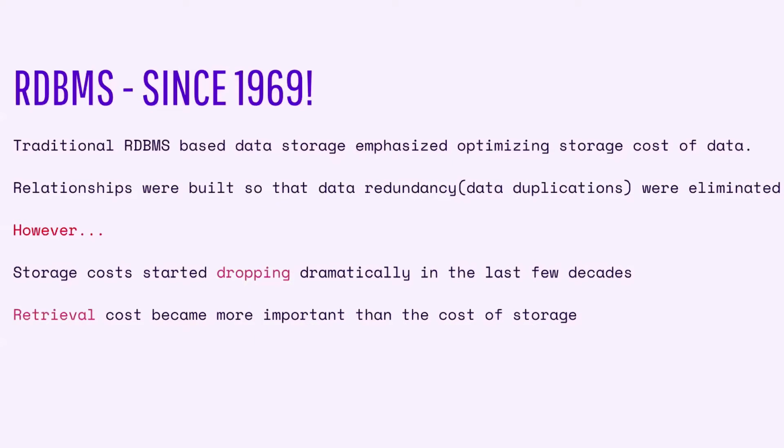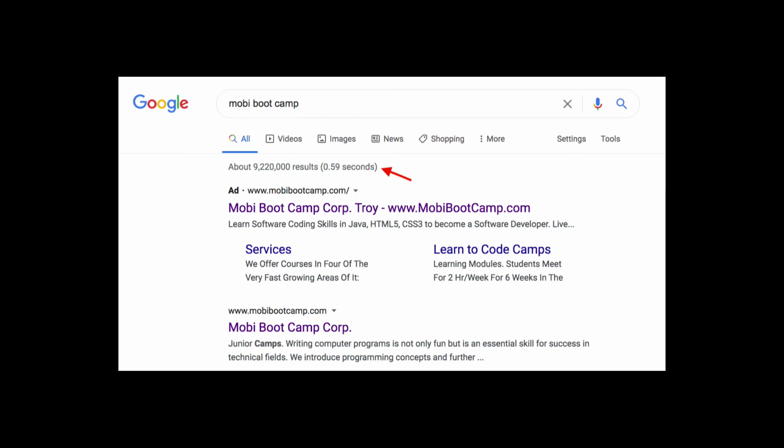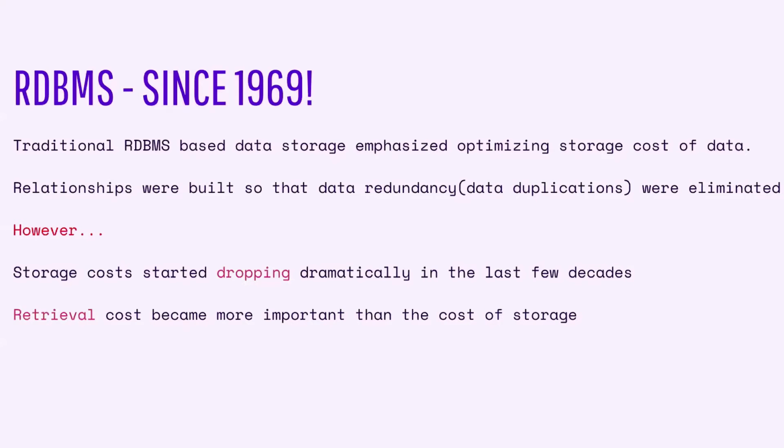Because what was more important was the retrieval cost. How quickly can you get the data out? That was becoming more important. And again, I touched on this topic a little bit earlier as well. So you go to Google and then you search for a particular keyword. And when you get the results, if you're waiting for 3 to 4 minutes to get the result, nobody will be there Googling, right? So we want those results in a fraction of a second. So that was more important than storing it optimally.